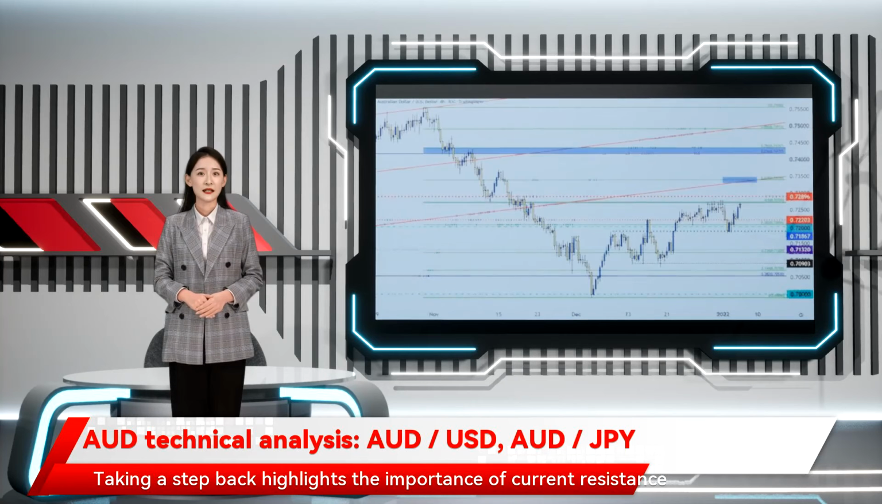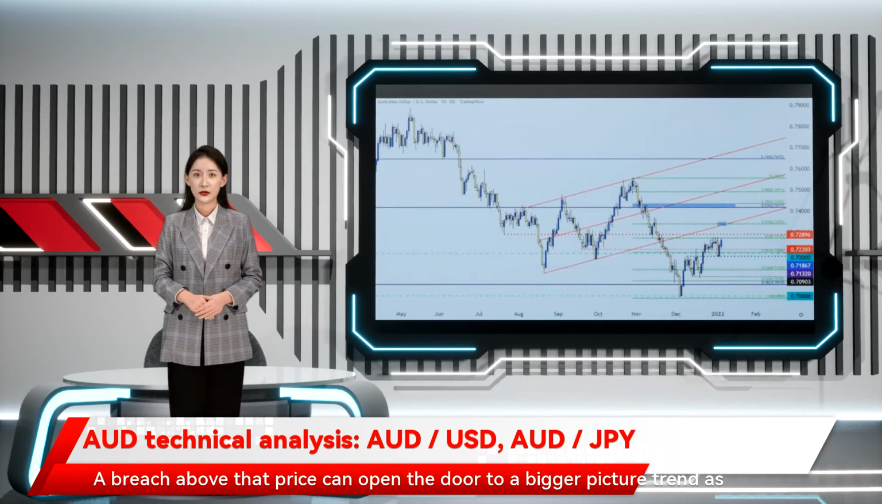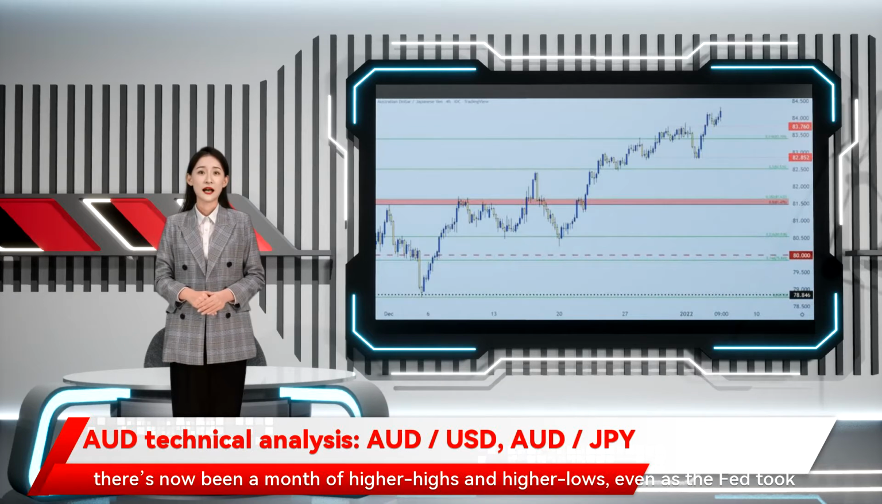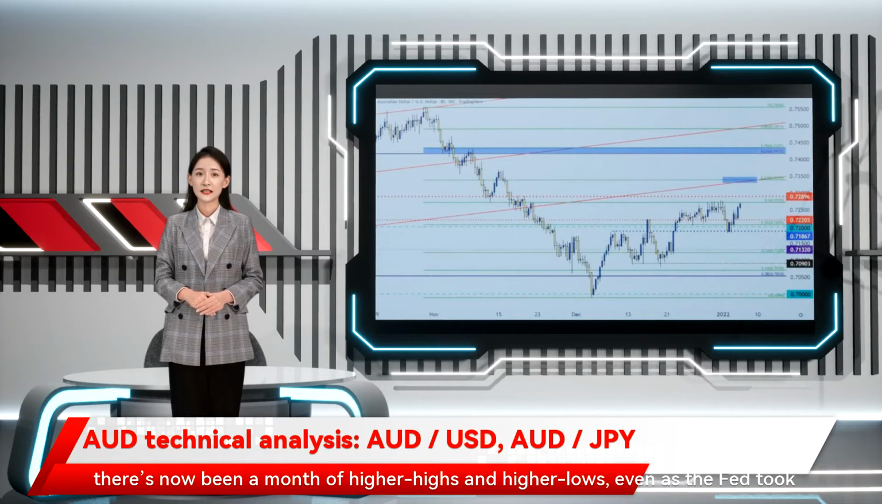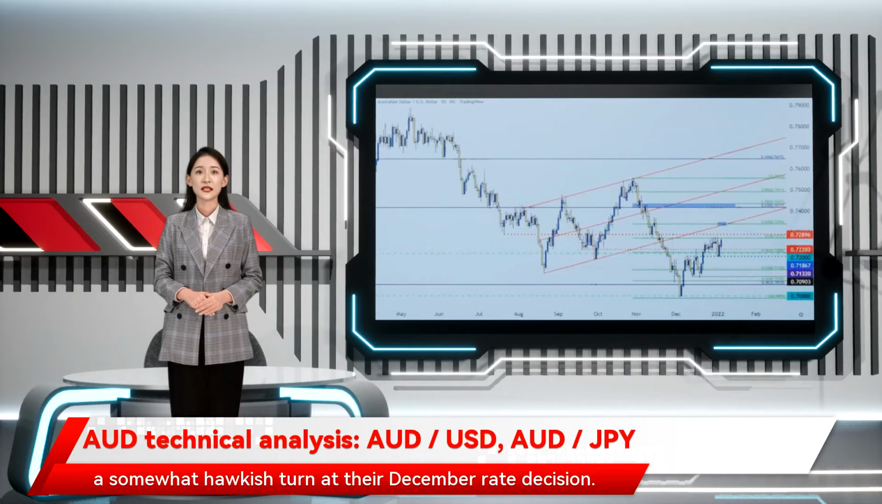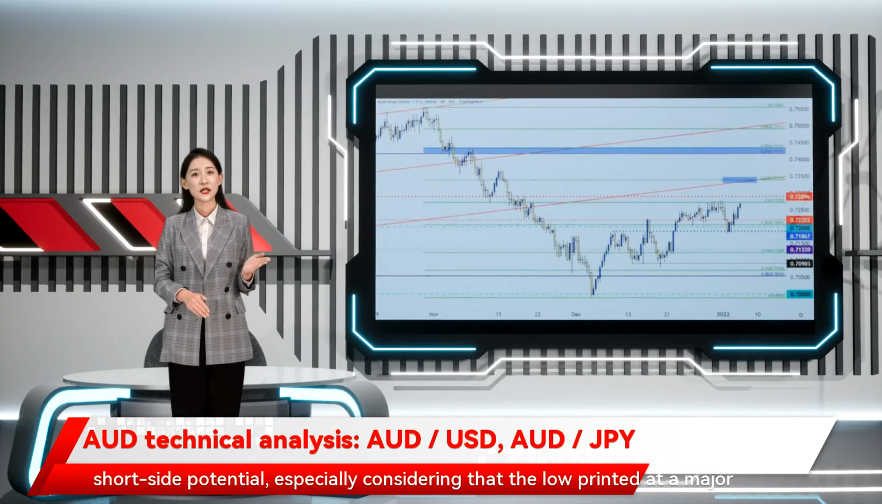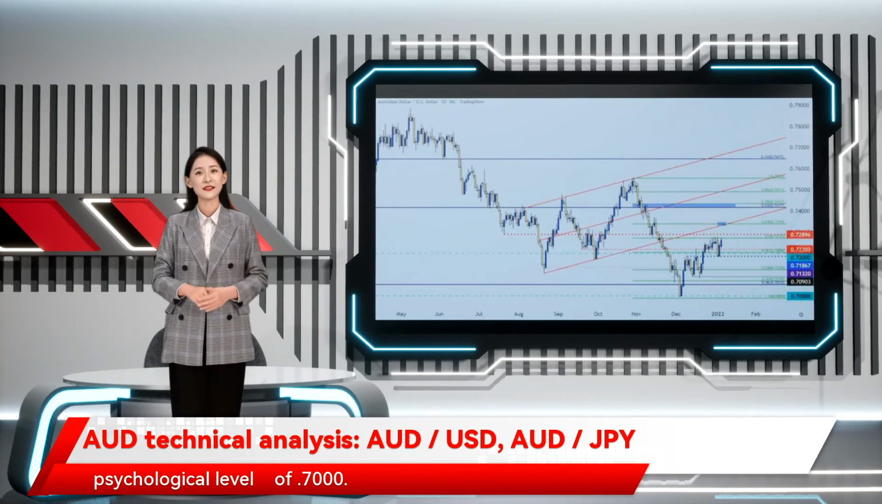Taking a step back highlights the importance of current resistance around 0.7275. A breach above that price can open the door to a bigger picture trend, as there's now been a month of higher highs and higher lows, even as the Fed took a somewhat hawkish turn at their December rate decision. But, given the veracity of the prior bearish move, there's still short side potential, especially considering that the low printed at a major psychological level of 0.7000.